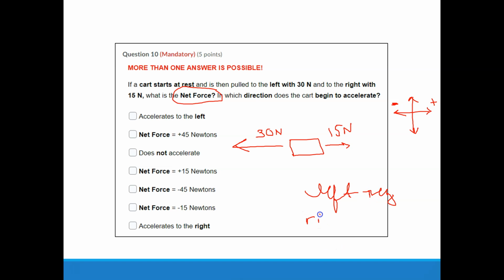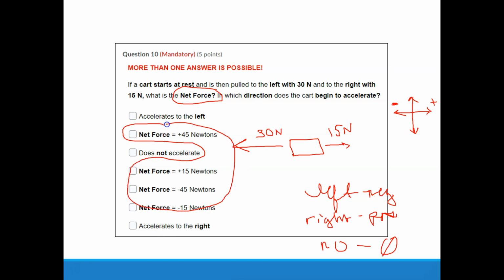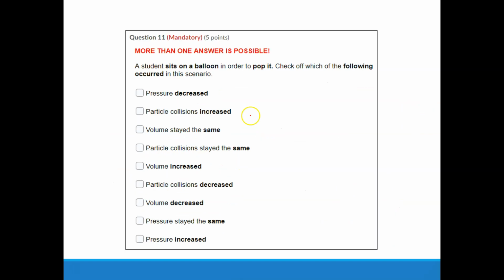It's going to accelerate to the right if your answer is positive. And it won't accelerate, no acceleration, if your answer is 0. Okay, so that should help you figure that out. Again, you need to choose one of the net forces. Right, so there are 4 of them to choose from, and you need to choose one of the accelerations. So it accelerates to the right, accelerates to the left, or does not accelerate.